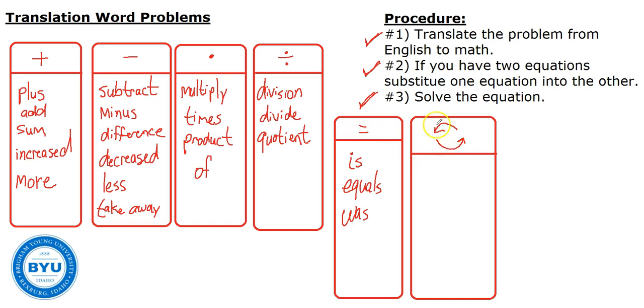And then two words mean to flip the entire statement. Anytime you see the word than or from, it means to write the statement backwards. You'll need to write it completely backwards. So instead of from left to right, it's right to left.